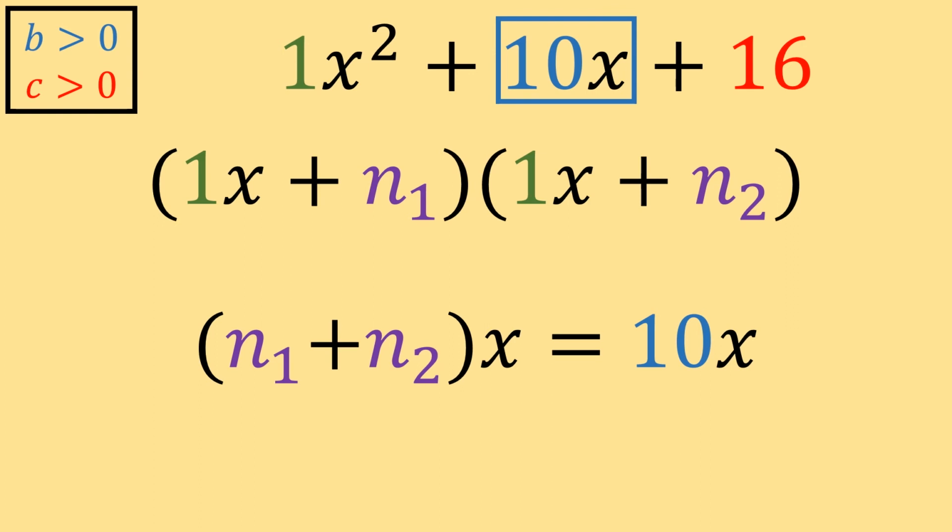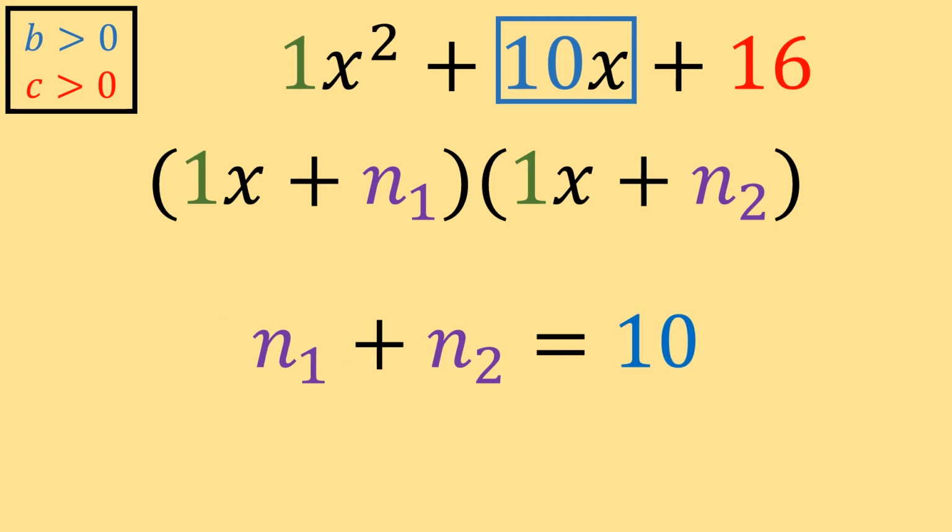What do you notice? Well, I have x on both sides multiplied by some value. So I can divide by x and cancel it out, and really I'm left with n1 plus n2 equals 10. So in other words, the numbers that we have to place into our factored form have to add up to equal our b value, which is 10.